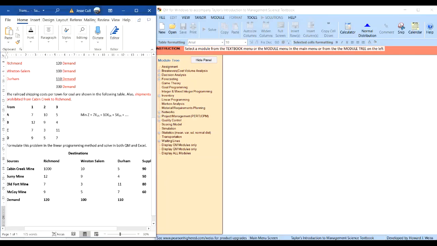Hello everyone, welcome back. In this section, as we've done before in the past, we're going to solve this problem using QM for Windows. Now, as we've seen before, this is not an overly complicated process. The reason being is transportation problems are very limited in when they can be applied.